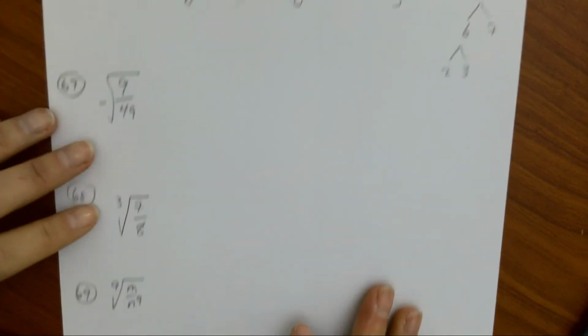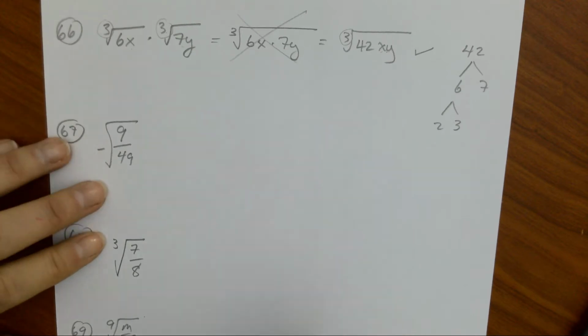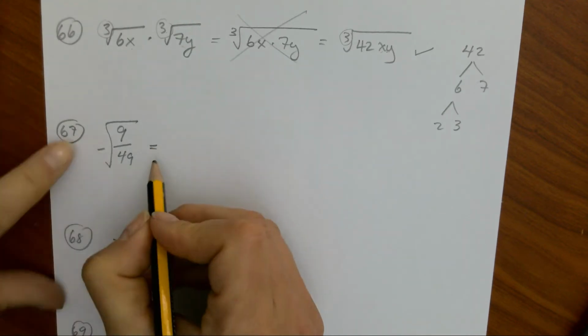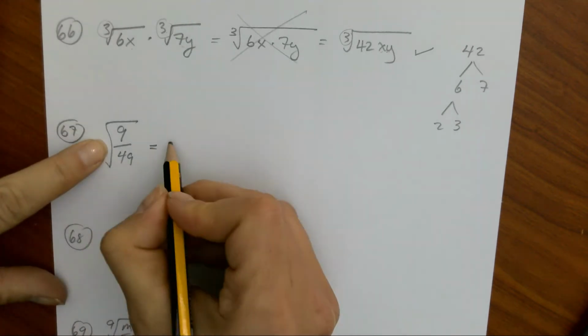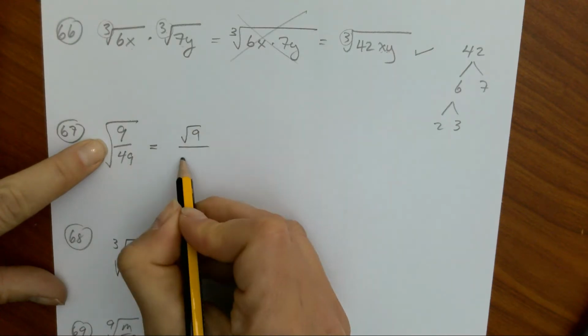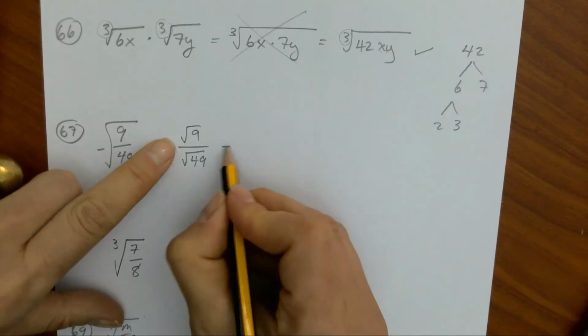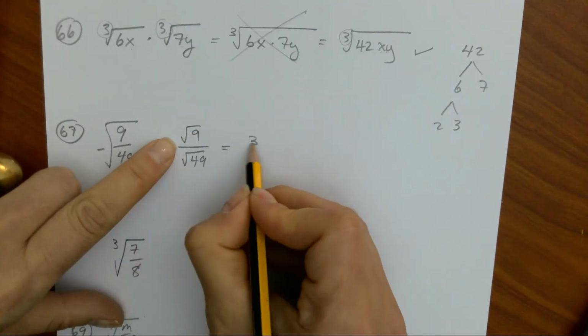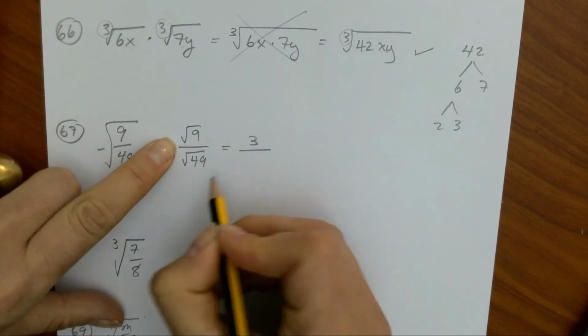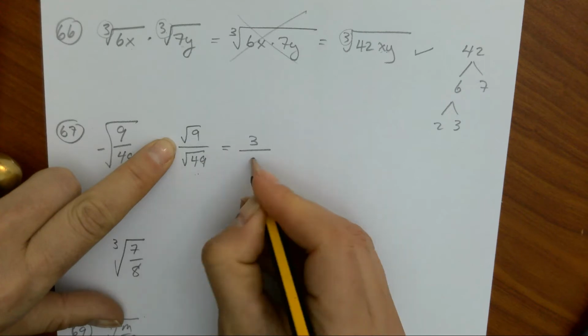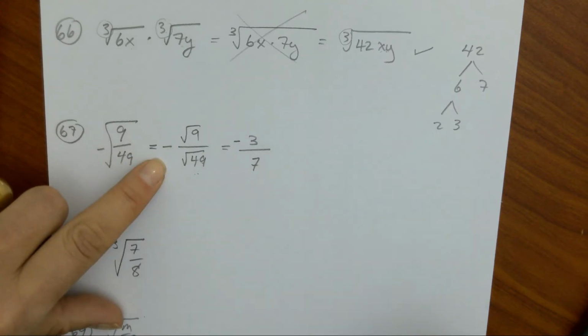Okay, next one. Oops, I'll move it like this. So there's a negative in the front, but I'm just going to ignore it. I'm going to separate it, then put the negative back in front. So this is the square root of 9, which is 3. Square root of 49 is, what times what is 49? 7. And then put the negative back in front.